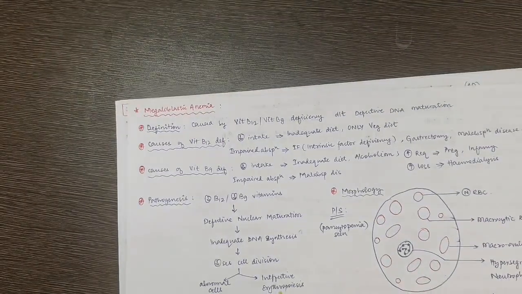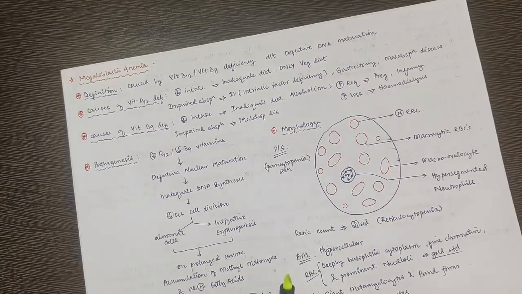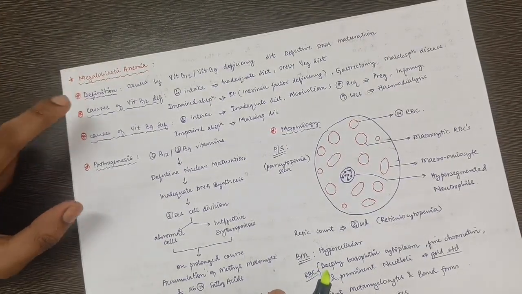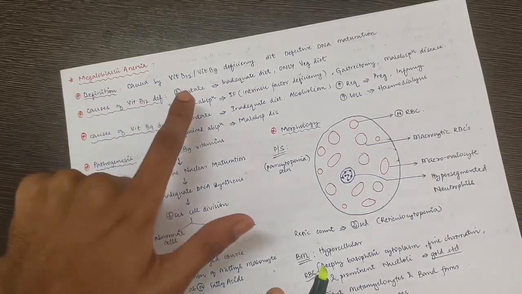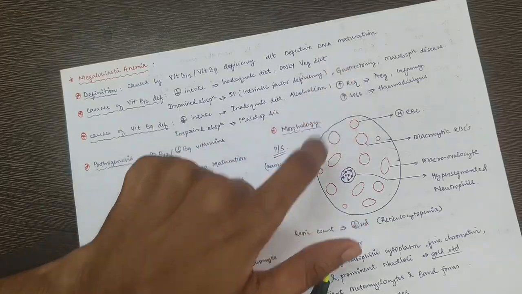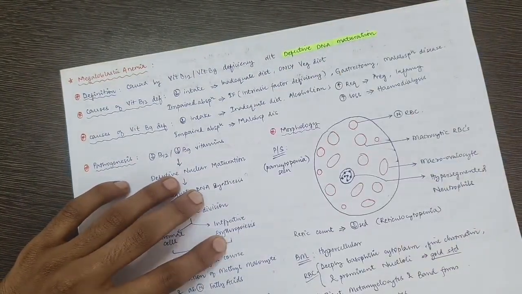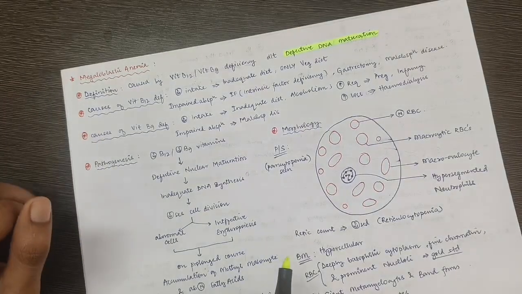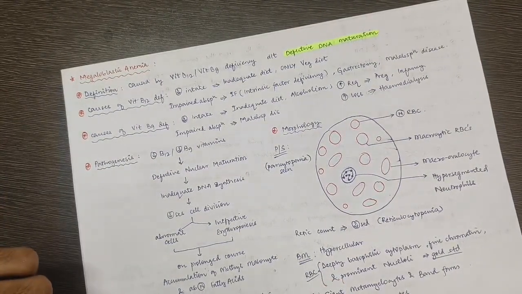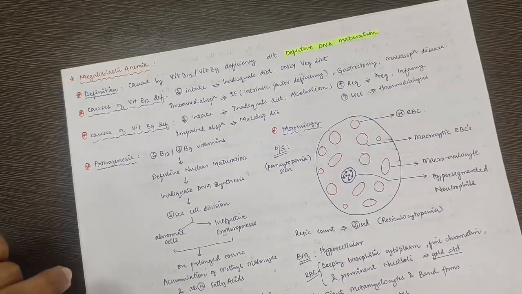Next we will be moving on to megaloblastic anemia. How are you going to define megaloblastic anemia? Megaloblastic anemia is a type of anemia caused due to deficiency of vitamin B12 or vitamin B9 due to defective DNA maturation. So you are going to see defective DNA maturation. This is very important here. That is called megaloblastic anemia. If there is no DNA maturation defect, then it is called non-megaloblastic anemia. There must be a DNA maturation defect to call it megaloblastic anemia.